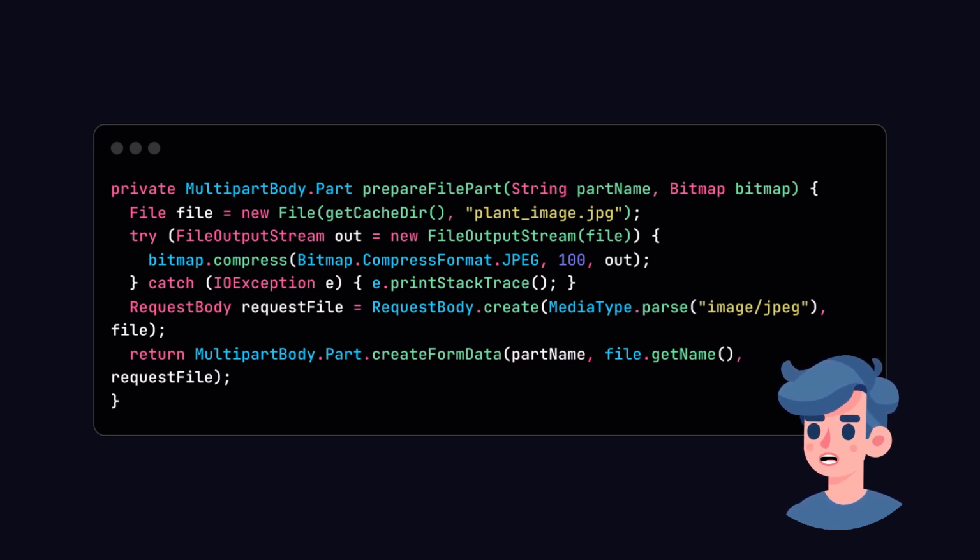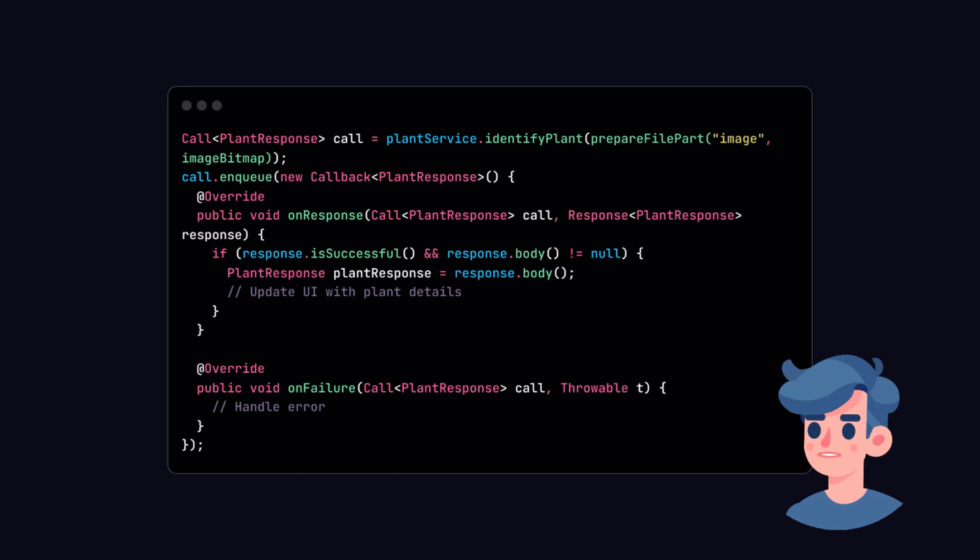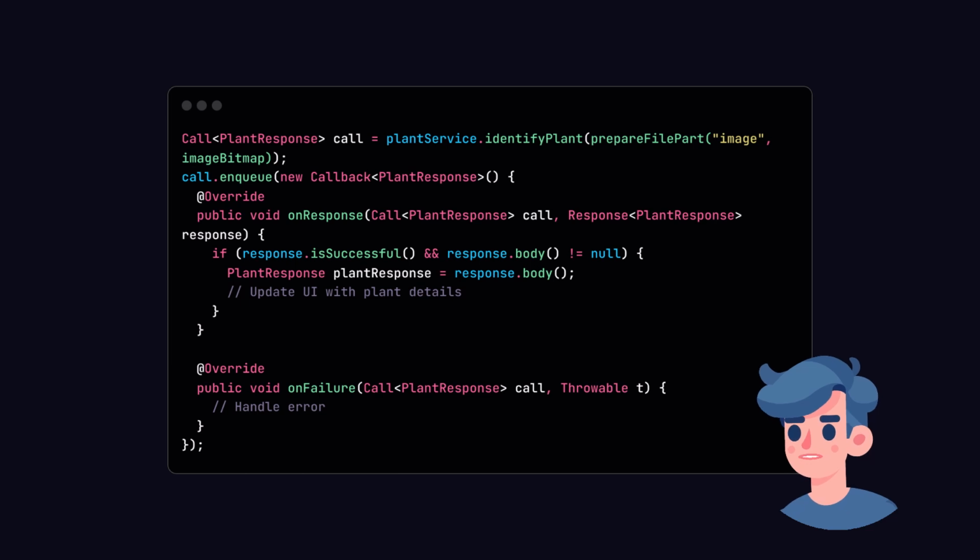We'll convert the bitmap to a file and then create a MultipartBody.Part from that file. After preparing the file, we can then send this as a request to the plant identification API and handle its response. This is done asynchronously to avoid blocking the UI thread.